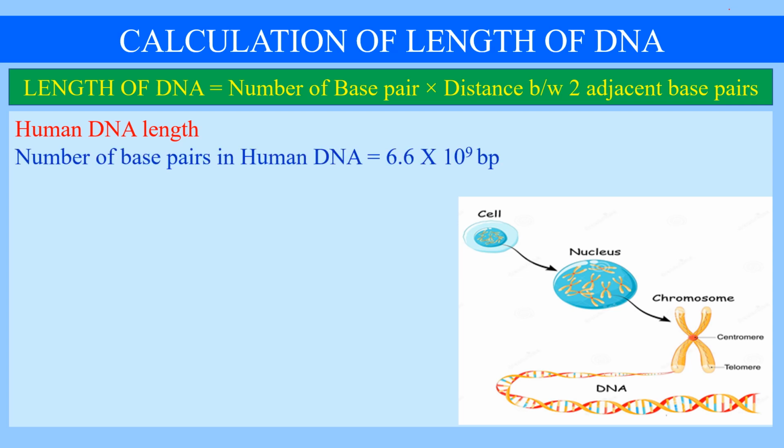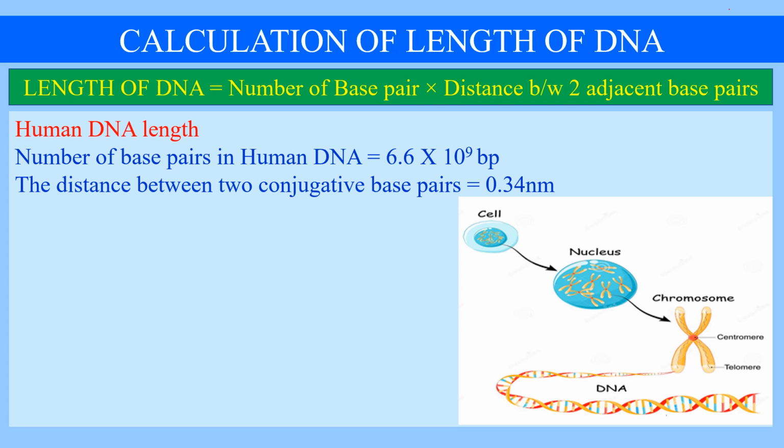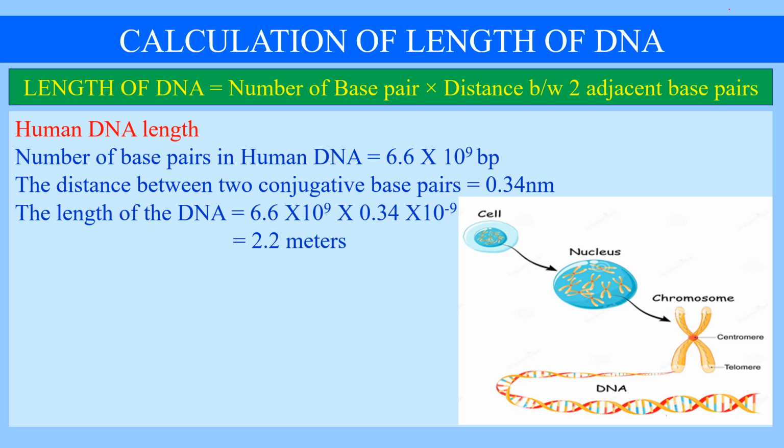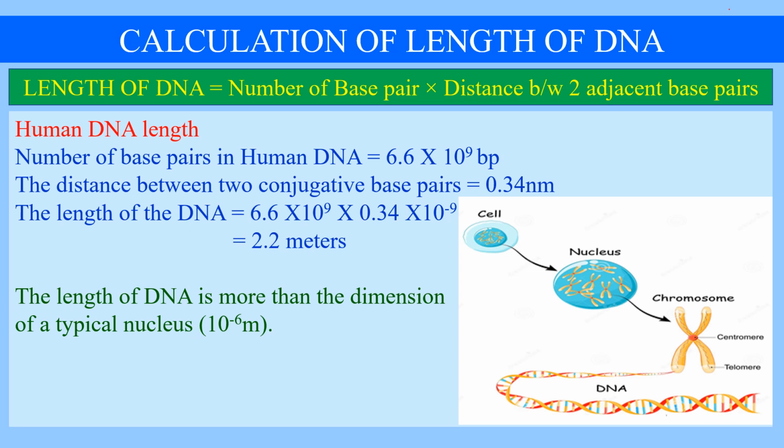Let us take an example of calculating human DNA length. The number of base pairs in human DNA is 6.6 into 10 raised to 9 base pairs. The distance between two adjacent base pairs is 0.34 nanometer. Hence, the length of DNA equals the number of base pairs into the distance between two adjacent base pairs. That gives the length of human DNA in diploid condition as 2.2 meters. The length of DNA is more than the dimension of a typical nucleus.